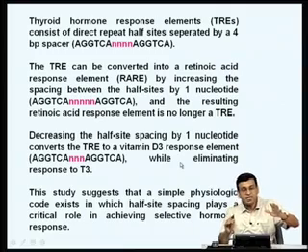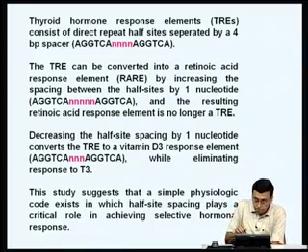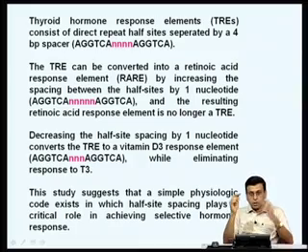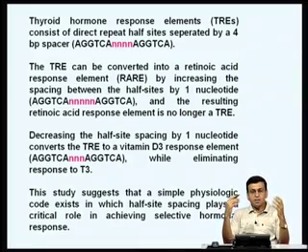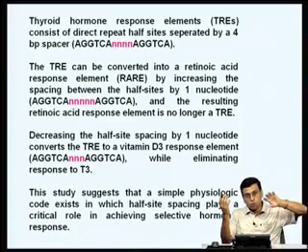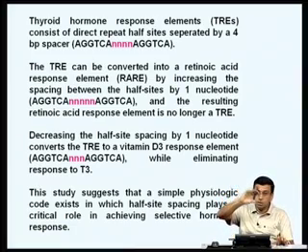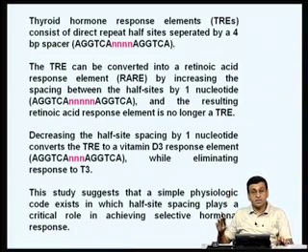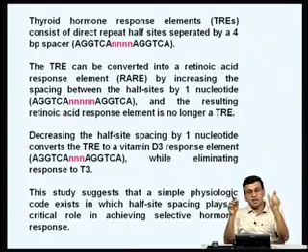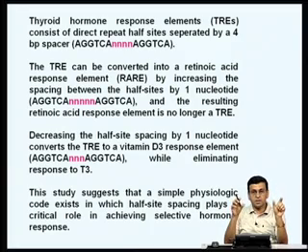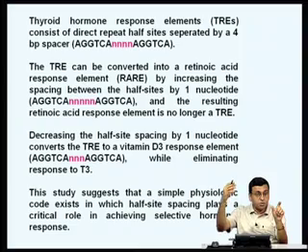So, this study suggested that a simple physiologic code exists in which half site spacing plays a critical role in achieving selective hormone response elements. You can see now at the molecular level how a simple code can lead to different physiological responses. Now, I have vitamin D, which has totally different physiological effects, thyroid hormone, entirely different physiological effects, retinoic acid, which is a morphogen, again the physiological effects are totally different. But at the molecular level, the DNA sequences which these receptors are recognizing and therefore activating specific target genes are just different by one base.